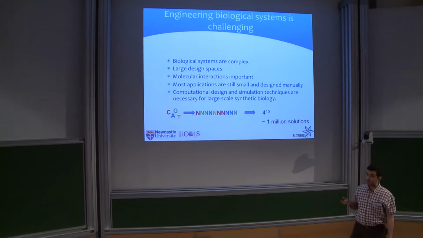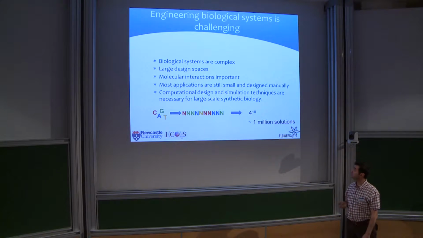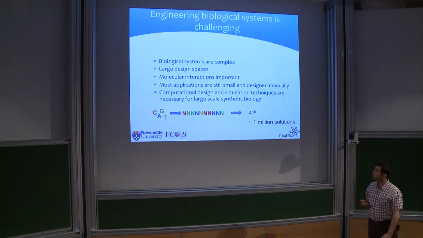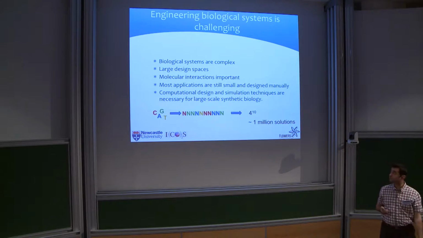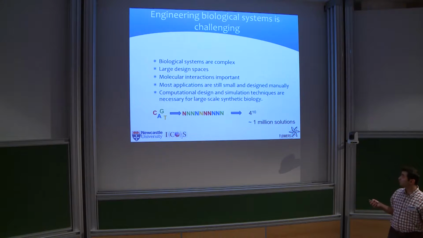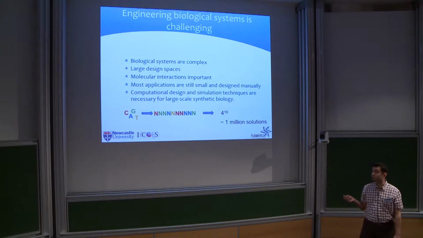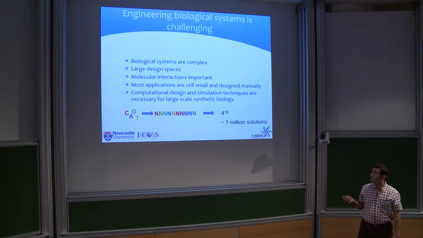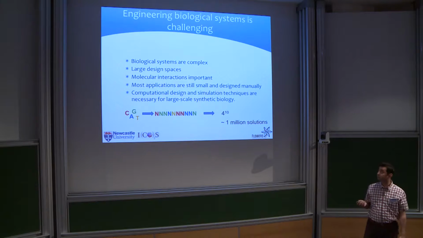I will first remind you of some of the challenges in engineering biological systems, which are relevant to the rest of the talk. First of all, biological systems can be very complex and they can have very large design spaces. So even for a DNA region with 10 bases, there are around 1 million different solutions. And when we start thinking about molecular interactions, this complexity increases even further.